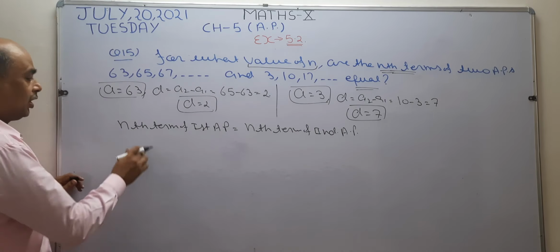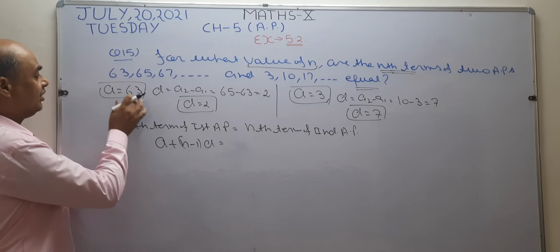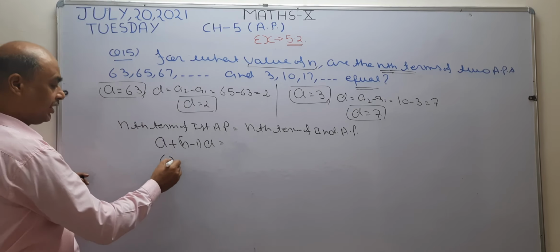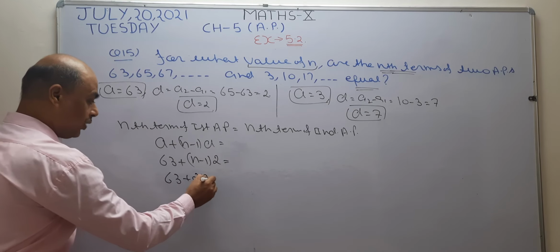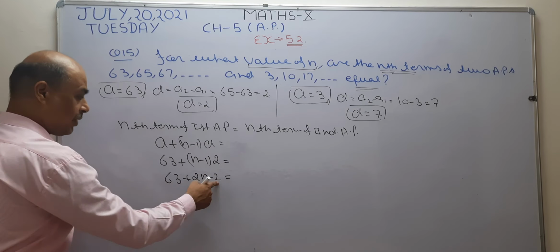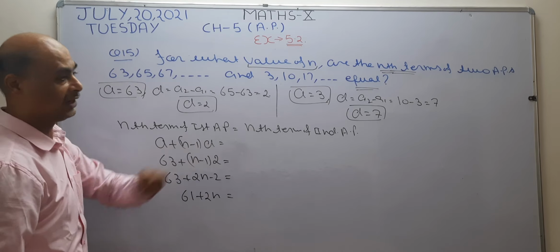Okay. Now, how do we find the nth term of an AP? The formula is A plus (n minus 1) into D. Now, what is the value of A in the first AP? 63. Write here 63. The value of n is not given, so write n minus 1 the same. What is the value of D in the first AP? 2. So write here 2. Clear? Now, this becomes 63 plus 2 into n, 2n minus 2. So 63 minus 2 is 61, plus 2n. Now to solve its right hand side part.